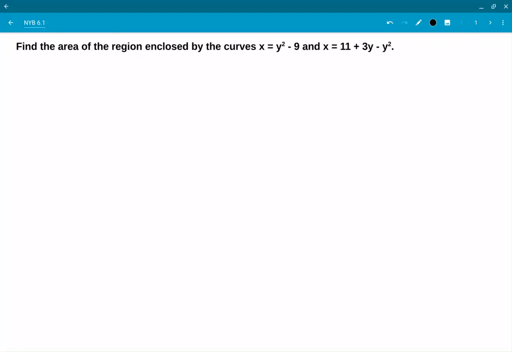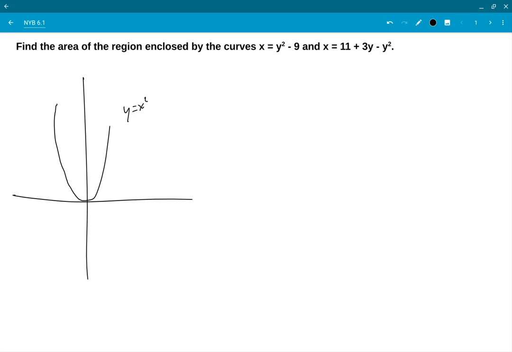Oopsie daisy, I forgot to do a horizontally arranged area between curves. Better late than never. So here we have two curves that are parabolas oriented horizontally. First, a word about sketching these things. You'd start with y is equal to x squared. It would look something like this. So x is equal to y squared would look like this.